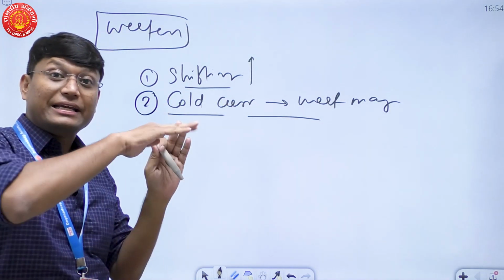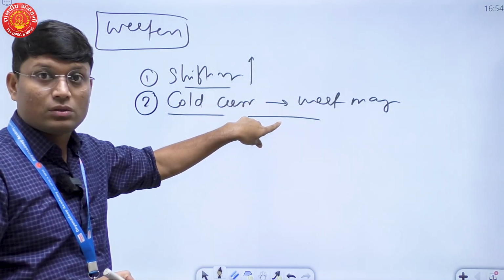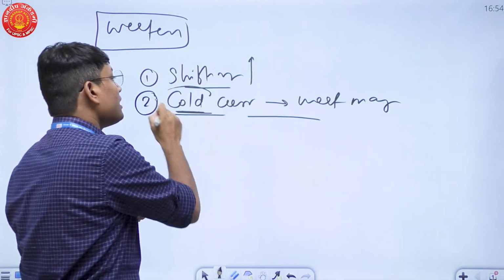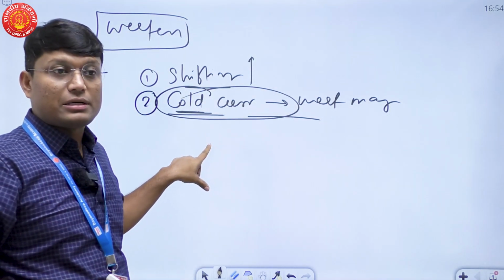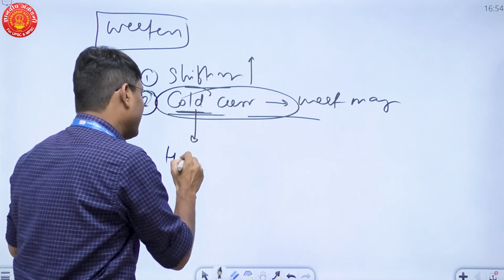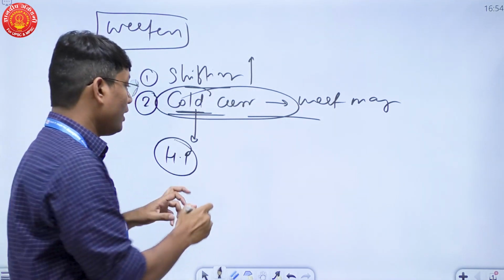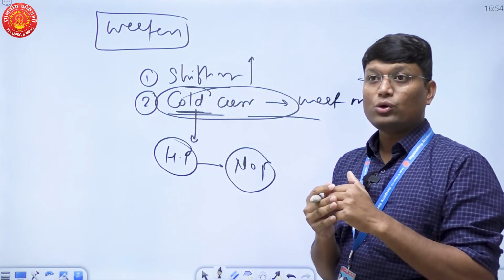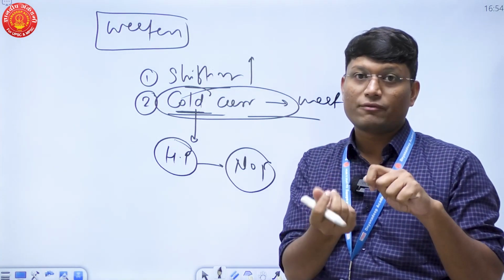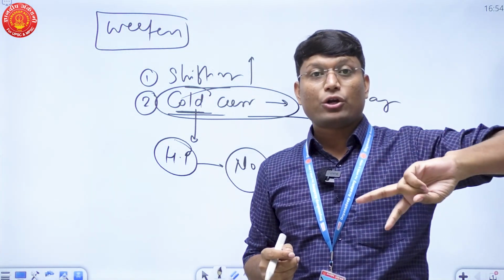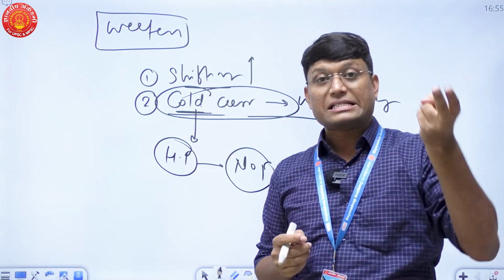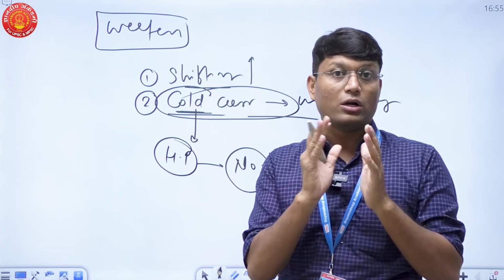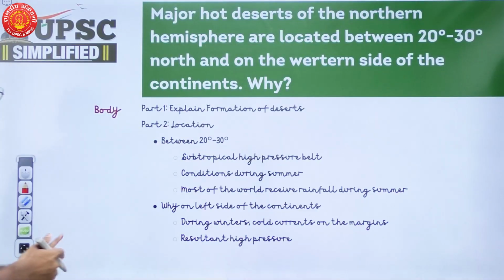And that is why in the eastern part of the continent it is raining also. Fine, but why is it not raining on the western part? Because western parts are located by the cold currents. These cold currents will again result into high pressure. High pressure would again mean no precipitation, and that is how you are addressing both parts. First you have addressed why it is located only at 20 to 30 degrees north, and in the second part you have addressed why it is located on the western margins of the continent. So you have explained it enough.